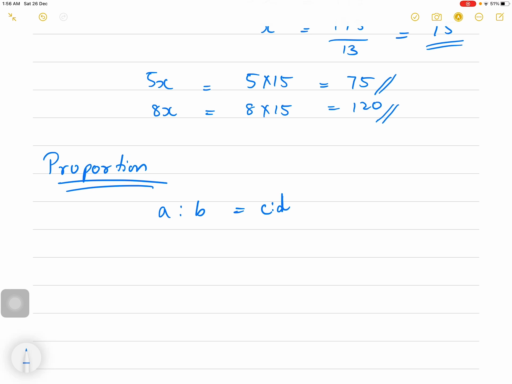So when I say this, A and D, these 2 terms, are called the extremes, and B and C, the middle terms, are called the means.